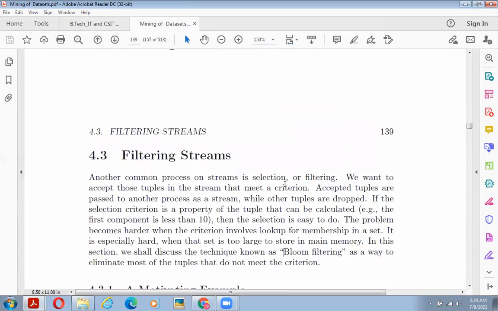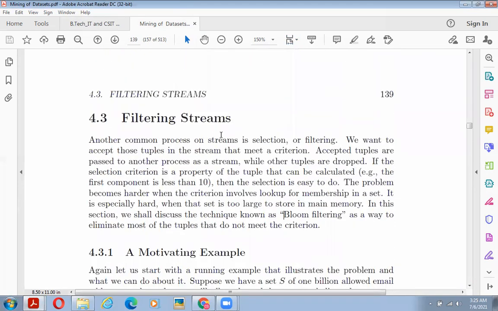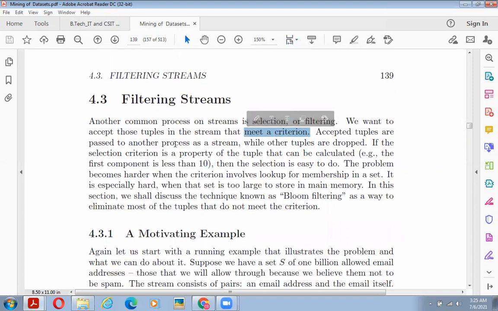Another common process on a stream is selection or filtering. We want to accept those tuples in the stream that meet a criterion. Accepted tuples are passed to another process as a stream, while other tuples are dropped. The selection criterion is a property of the tuple that can be calculated. For example, the first component is less than 10. Then the selection is easy.